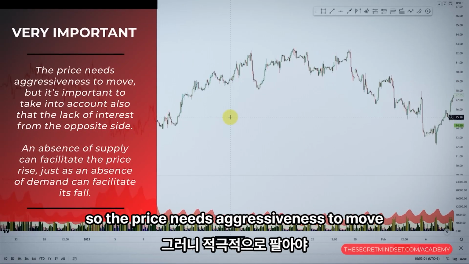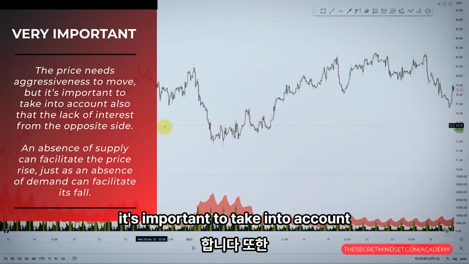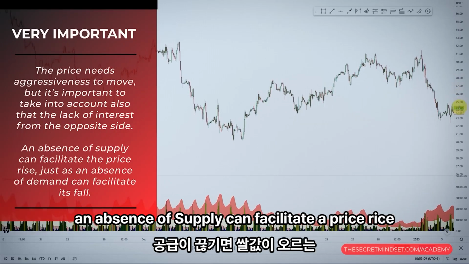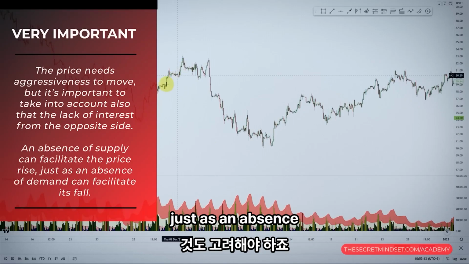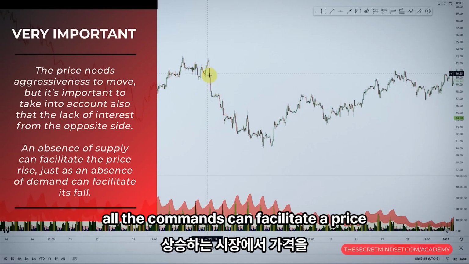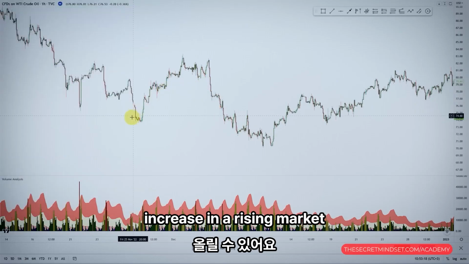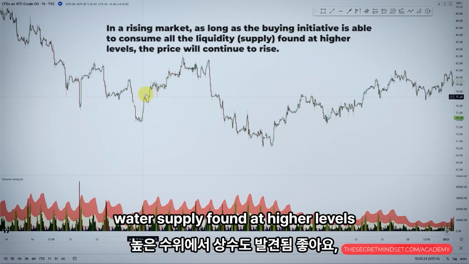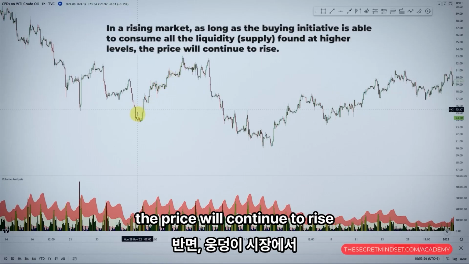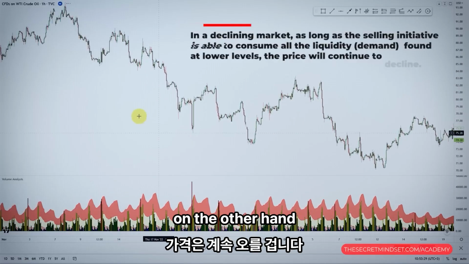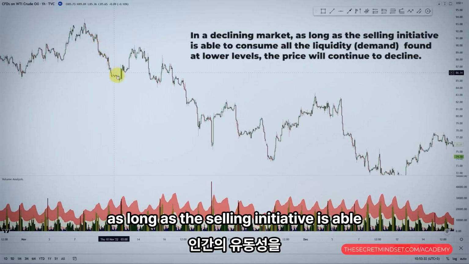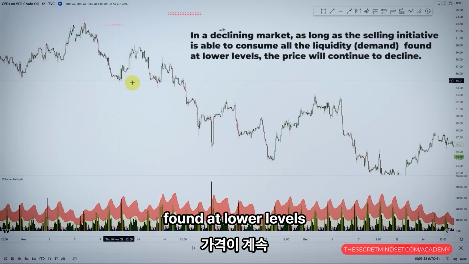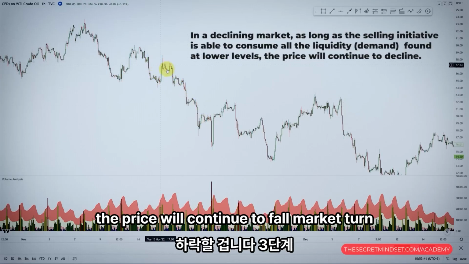So the price needs aggressiveness to move, but it's important to take into account also the lack of interest from the opposite side. An absence of supply can facilitate a price rise, just as an absence of demand can facilitate a price decrease. In a rising market, as long as the buying initiative is able to consume all the liquidity or the supply found at higher levels, the price will continue to rise. On the other hand, in bear markets, as long as the selling initiative is able to consume all the liquidity, the demand found at lower levels, the price will continue to fall.